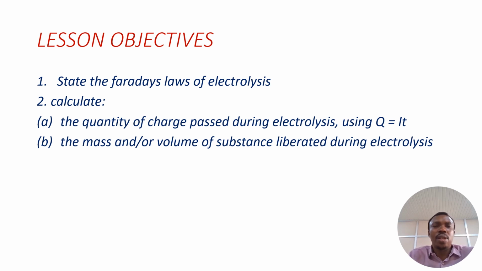Today's lecture is a continuation of our previous lecture on electrolysis. The lesson objectives for today's lecture: the first one is to state Faraday's laws of electrolysis. Then the second is to calculate the quantity of charge passed during electrolysis using Q equals current times time, and also the mass or volume of substance liberated during electrolysis. So these are the lesson objectives to consider for today's chemistry class. Please, I want us to listen attentively and get the best out of today's lecture.